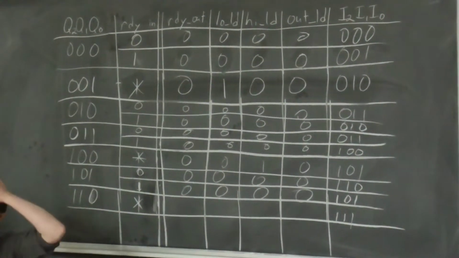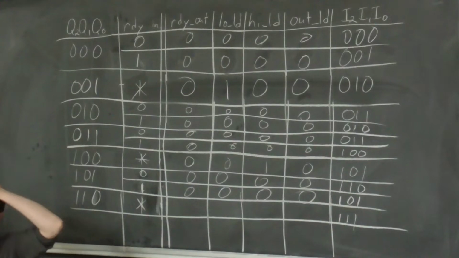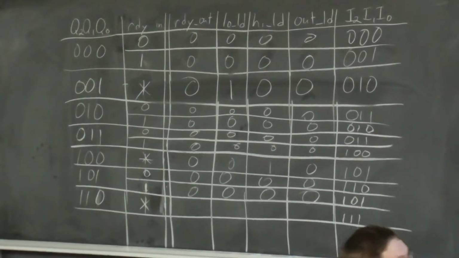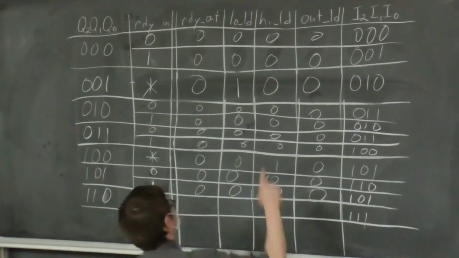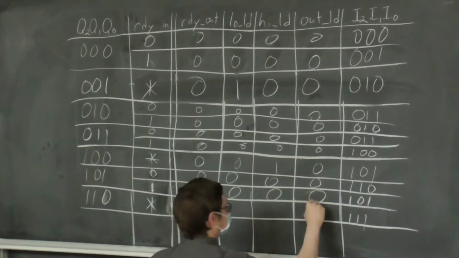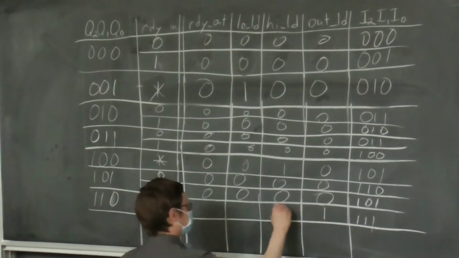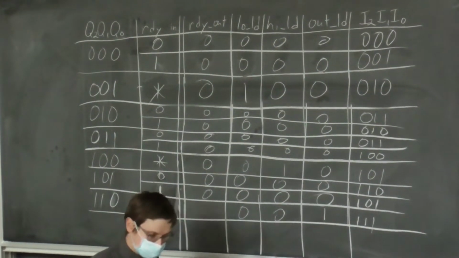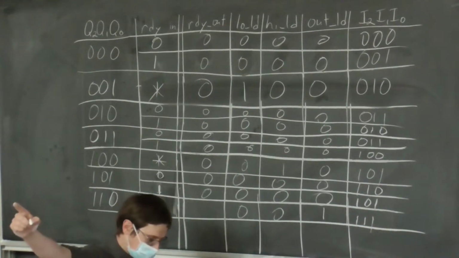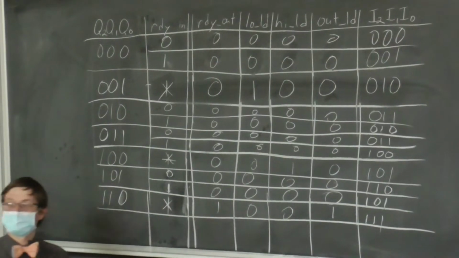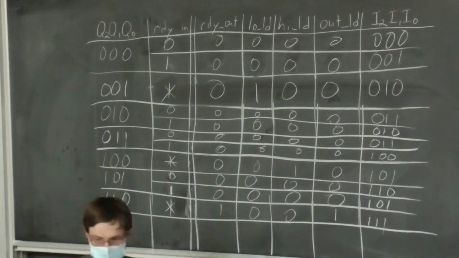Are we loading any registers? Yes. Which is it? Data out. There we go. Data out. Are we doing anything with ready out? Yes. What are we doing? We're giving it a 1. Finally.